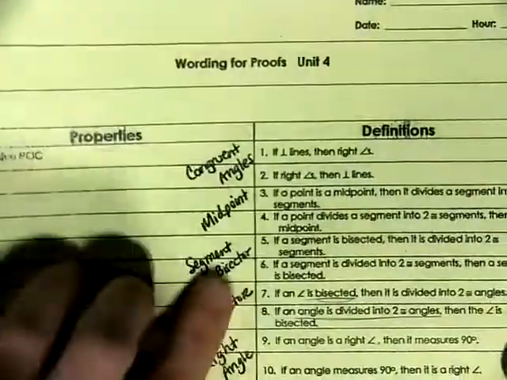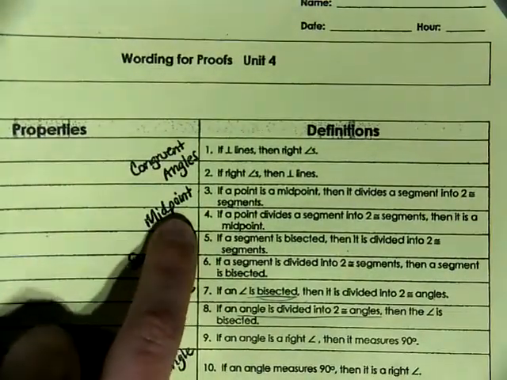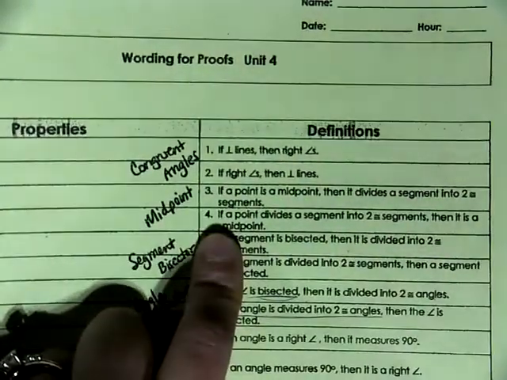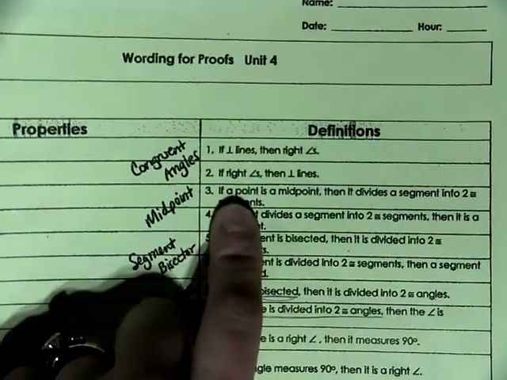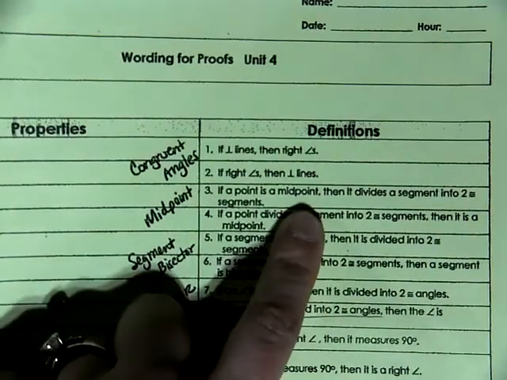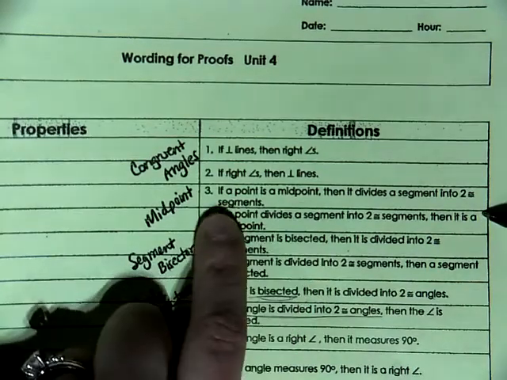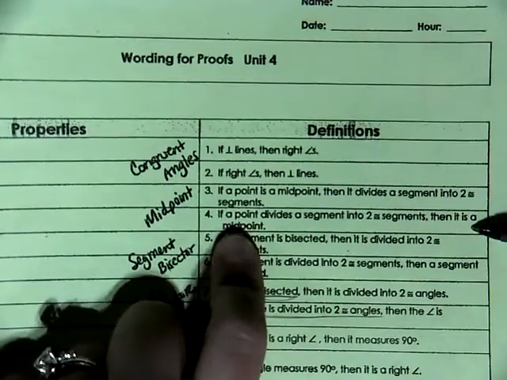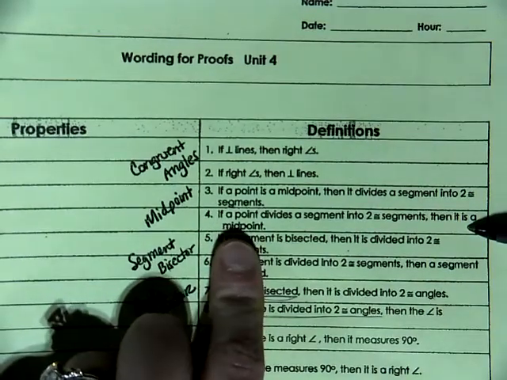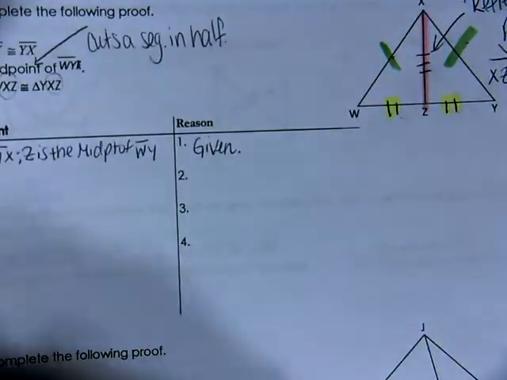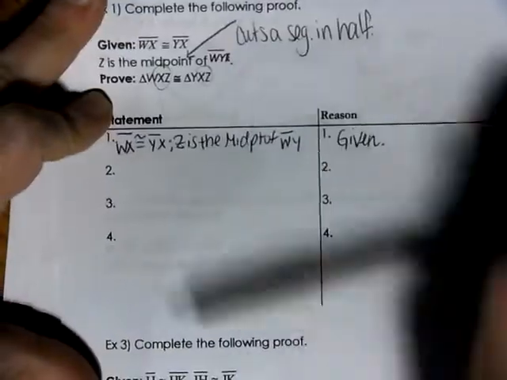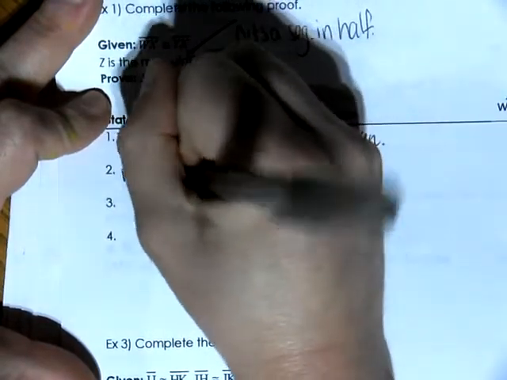So I'm going to go to my boxes and I see the word midpoint. And so I have a couple of if-then statements, and we need to decide which one is most appropriate. Number 3 says, if a point is a midpoint, then it divides a segment into 2 congruent segments. Number 4 says, if a point divides a segment into 2 congruent segments, then it is a midpoint. So we need to decide which if-then statement is going to be appropriate, because I know that if Z is the midpoint, then that means that WZ is congruent to YZ.